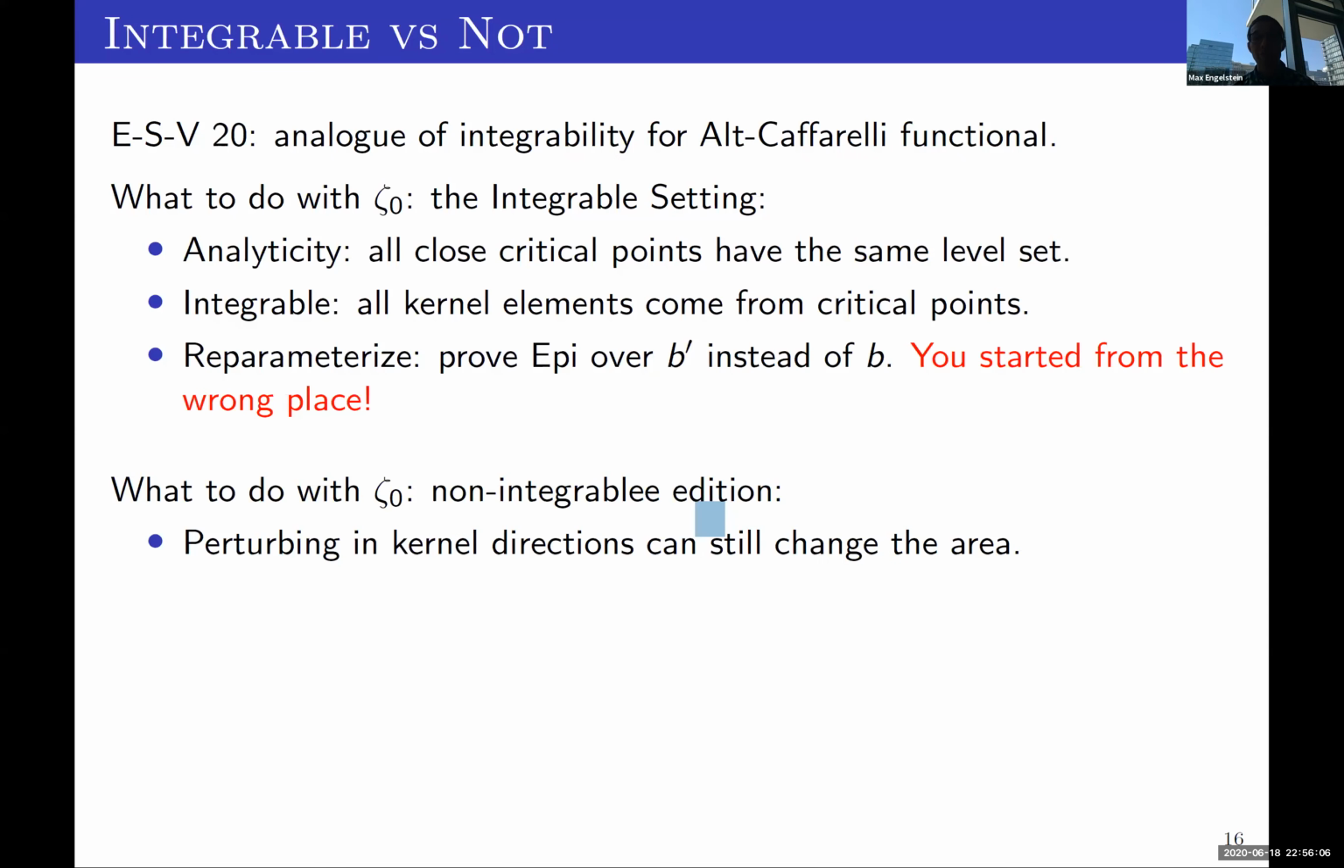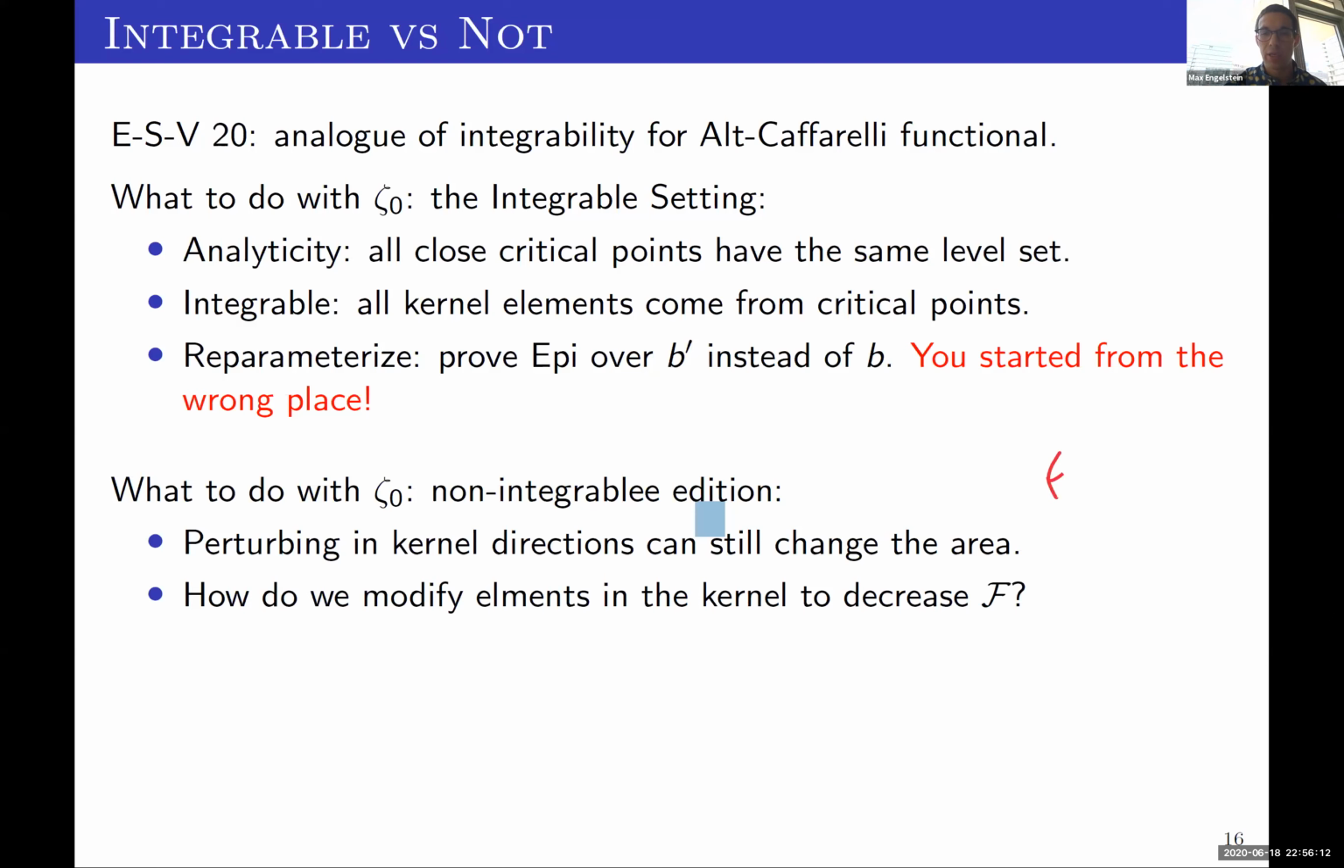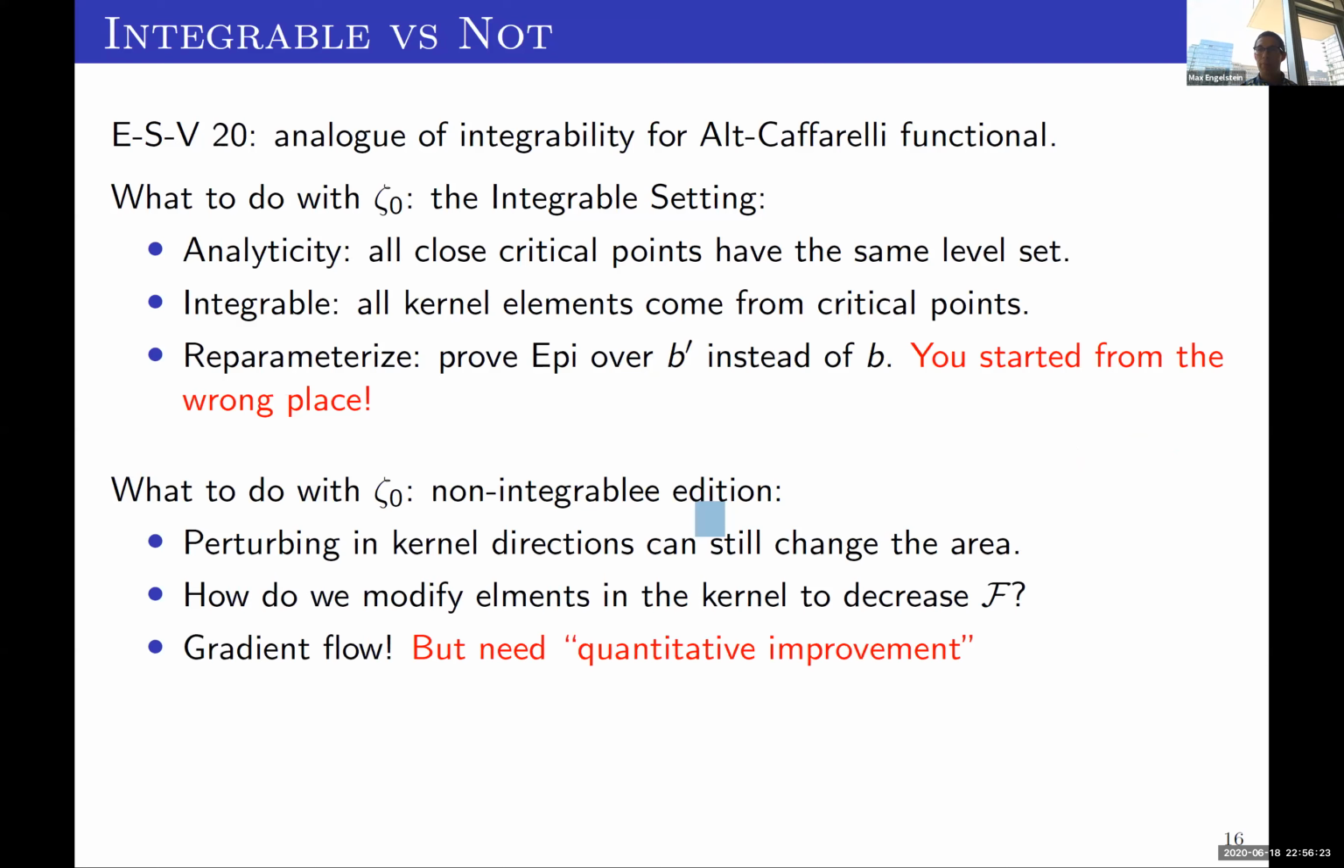If you have non-integrable kernel, then you can perturb in the kernel direction and still change the area, right? This is the F equals x to the third plus y squared case. So how do we modify the elements in the kernel to decrease F? Well, you want to take a gradient flow. But remember, the epiperimetric inequality is all about quantitative improvement. So how do we know that our gradient flow quantitatively improves?